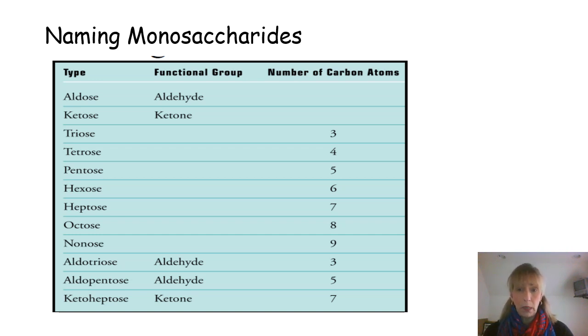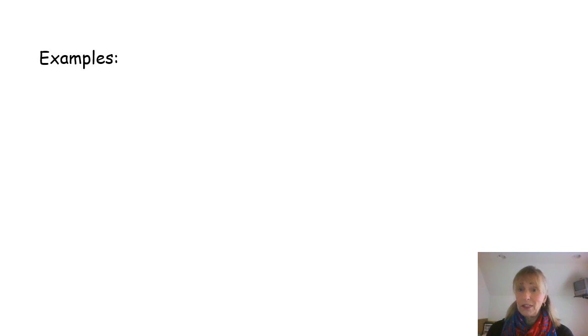All right, and then we can name the monosaccharide using both parts. We can describe the functional group and the number of atoms. So if you have an aldehyde functional group and 3 carbon atoms, well, then it's an aldotriose. If you have an aldehyde functional group and 5 carbons, then it's an aldopentose. How about a ketone functional group and 7 carbons? It's a ketoheptose. Okay, all righty, very good. Moving on, let's do some examples.